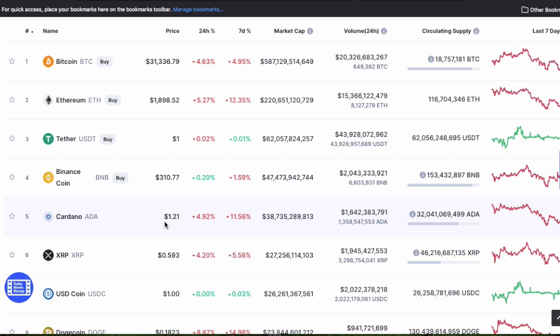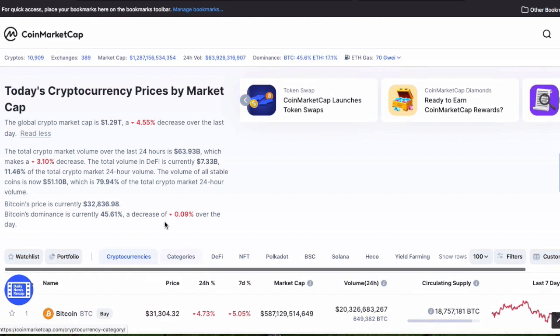Because again, this is for the long term. This is between 3 to 5 to 10 years. This is not day trading. This is not leverage trading. This is just accumulating and hodling throughout this emerging crypto market.